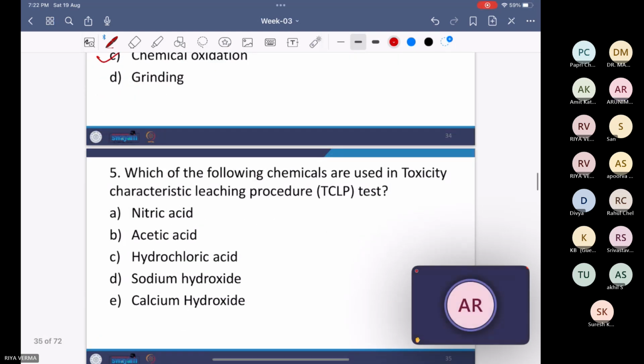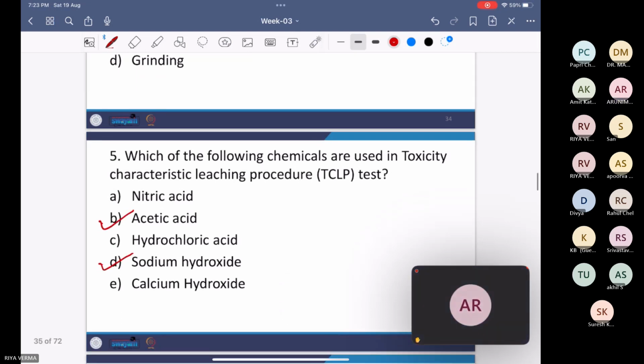Which of the following chemicals are used in toxicity characteristic leaching procedure (TCLP test)? Nitric acid, acetic acid, hydrochloric acid, sodium hydroxide, and calcium hydroxide. For TCLP test, we use acetic acid and sodium hydroxide. These two are used for the TCLP test.